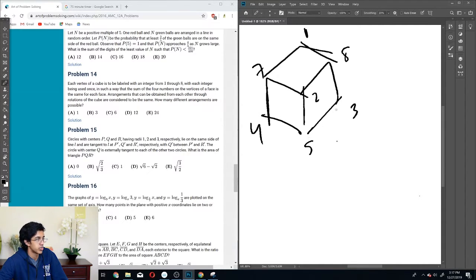And then the bottom would be 1, 9, 3... What's the last one, Marine? 6. So does this work? 1, 8... Okay, that works. Alright, 1, 7, 6, 4, that works. Alright, so this is one solution.